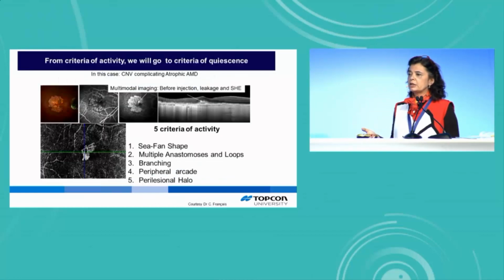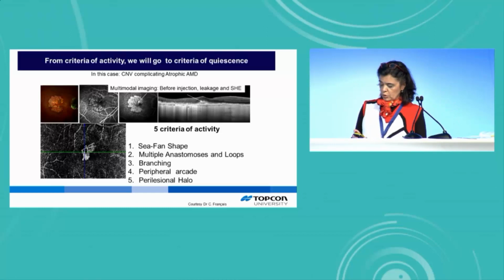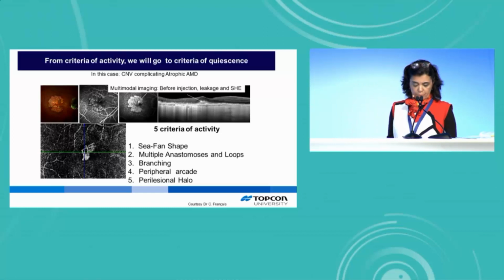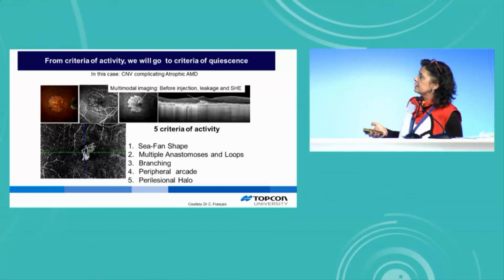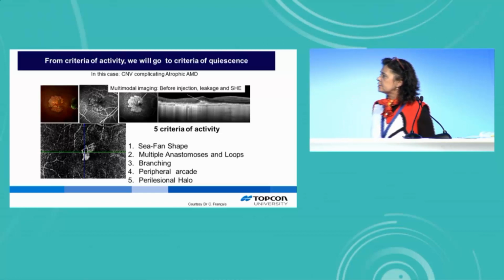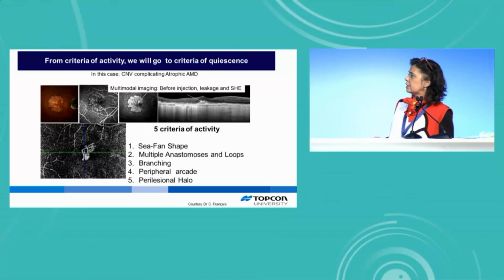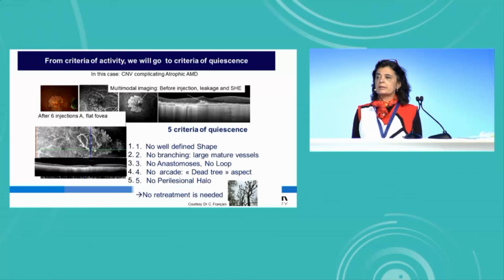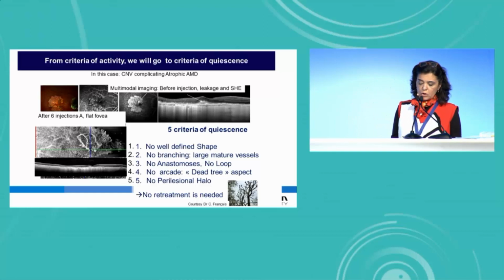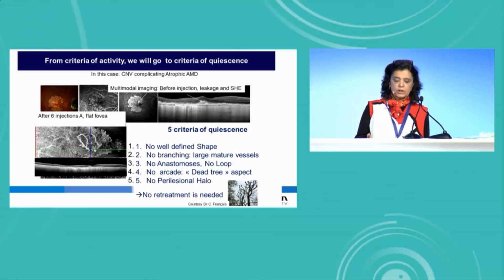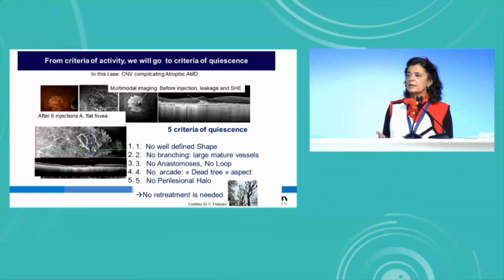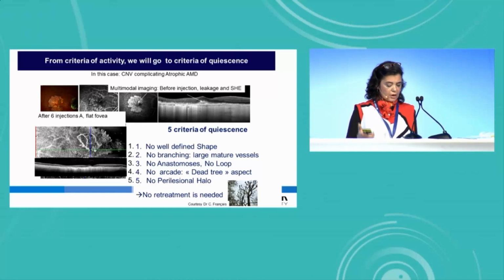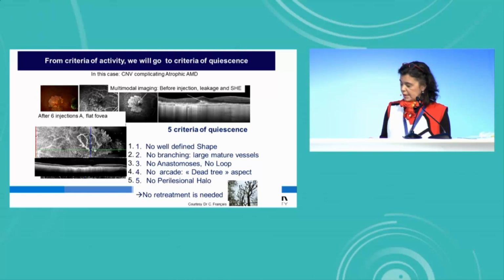From criteria of activity, we can go to criteria of quiescence with this example. At baseline, we have criteria of activity: C-shape, fan shape, multiple anastomosis and loops, branching, peripheral arcade, and perilesional halo. After injection, we have criteria of quiescence. No well-defined shape, no branching, only large and voluminous mature vessels without anastomosis, without loops, without arcade. We have a dead tree aspect.